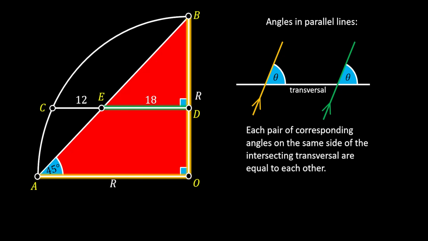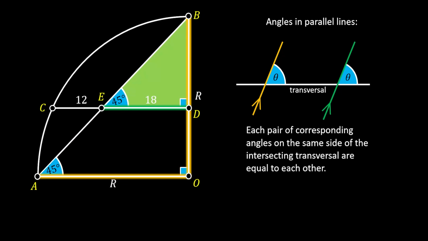So we can use this on our sketch on the left. Since ED is parallel to AO, the line AB is their transversal. So the acute angle at the point A and the angle at the point E are the same, so the angle at the point E must be a 45-degree angle. This means that the triangle EDB has two same angles as the triangle AOB, so we can conclude that those two triangles are similar. So this means that the triangle EDB is also an isosceles right triangle. Therefore, the line DB must be equal to 18.